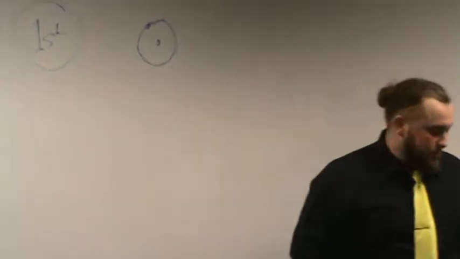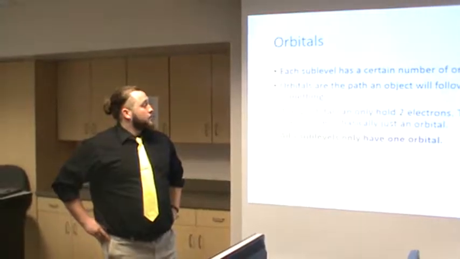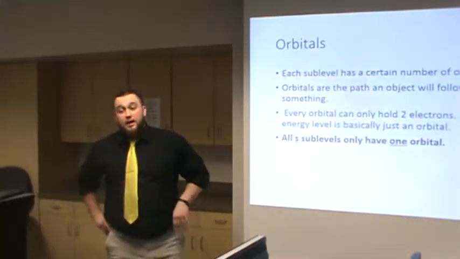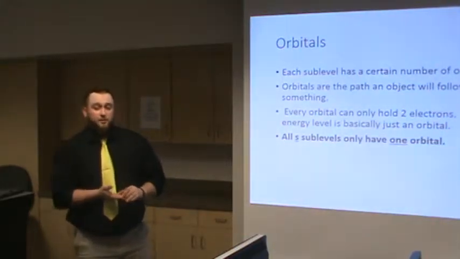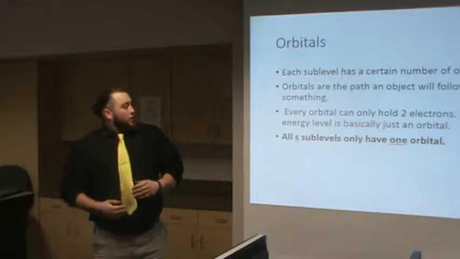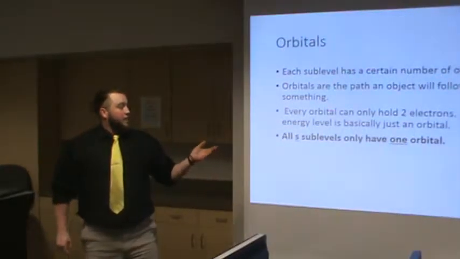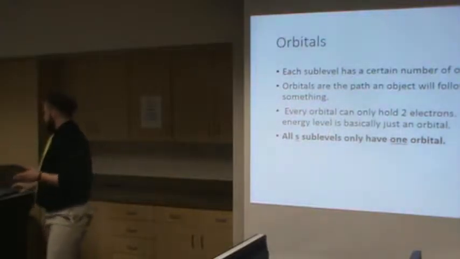The path that an electron will follow. And for some reason, electrons like to pair up on orbitals. And every orbital can only hold 2 electrons. Is that for every element? Every element, every orbital can only hold 2 electrons, but different sublevels have different amounts of orbitals. Okay. So the S sublevel, the simplest one, has one orbital, and each orbital can hold 2 electrons.